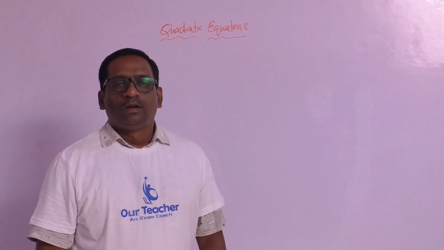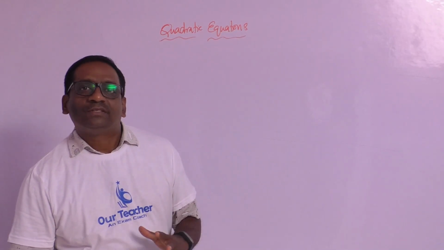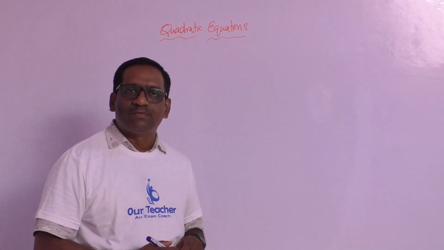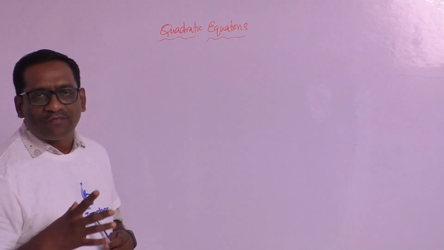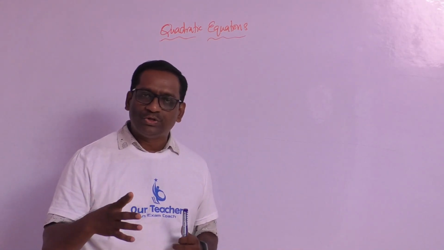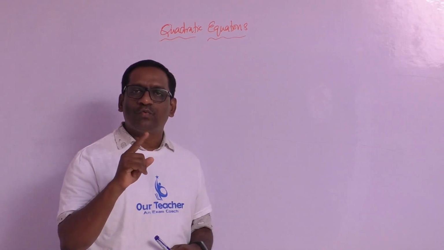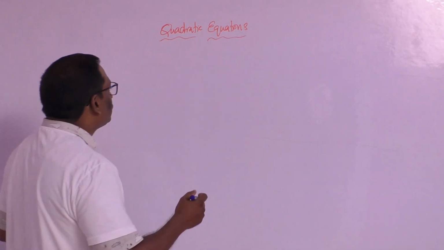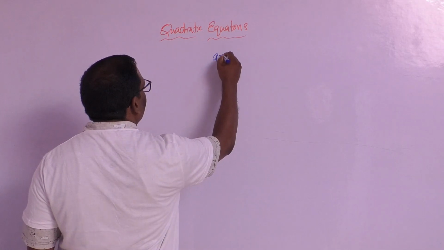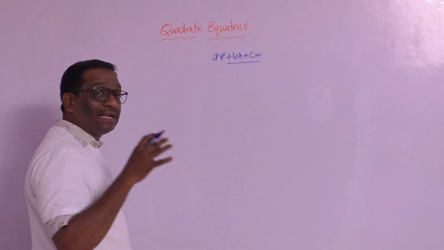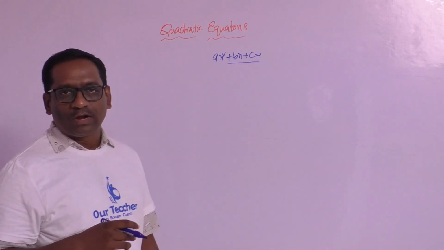Today we are going to discuss quadratic equations of class 10th. Now we are going to discuss quadratic equations. What is a quadratic equation? A quadratic equation is an equation in the form of ax square plus bx plus c equal to 0. Otherwise, if the highest degree of the equation is 2, we call it a quadratic equation. Equation in the form of ax square plus bx plus c equal to 0 is the general notation of the quadratic equation.